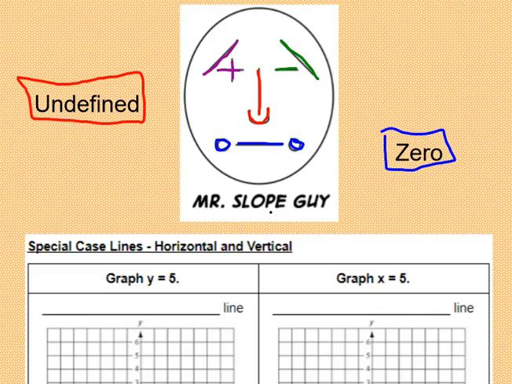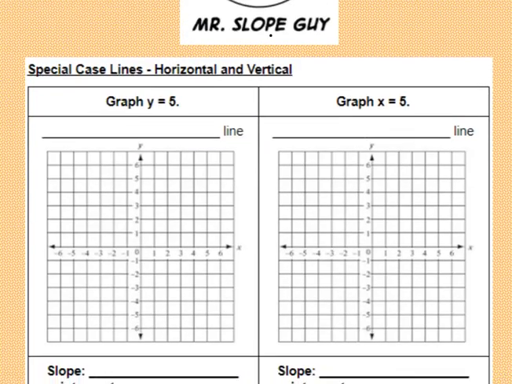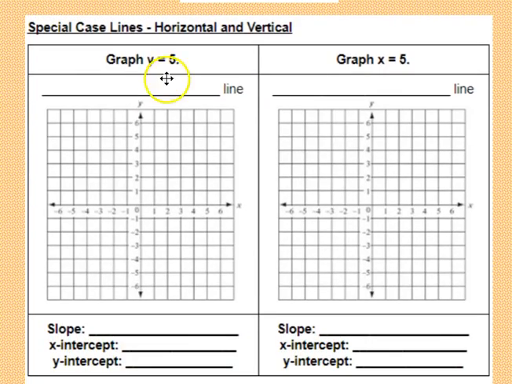So our two special cases are the horizontal and vertical lines. When we have a y equals line, that is going to be a horizontal line. So it's opposite of the axis it's on. So horizontal is what you're going to write in this blank.